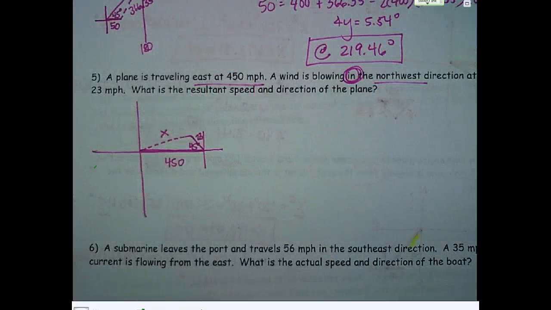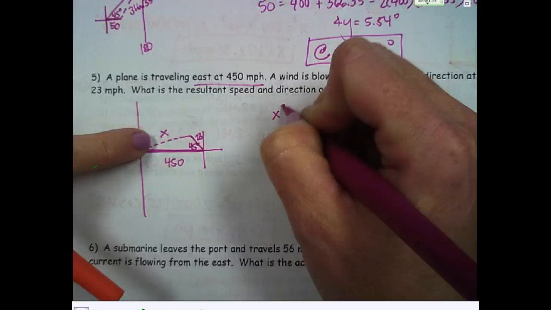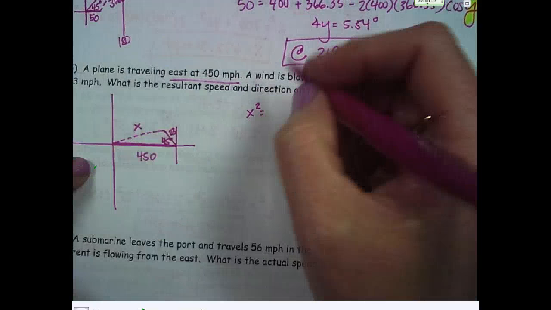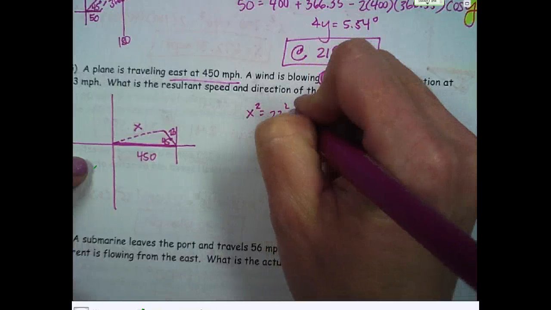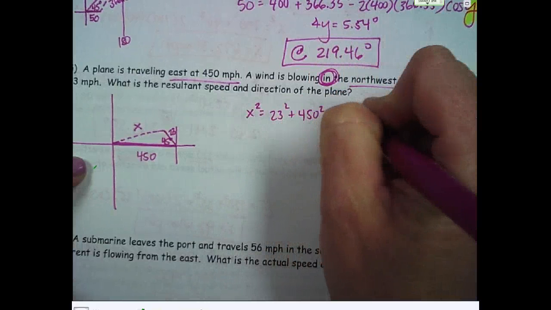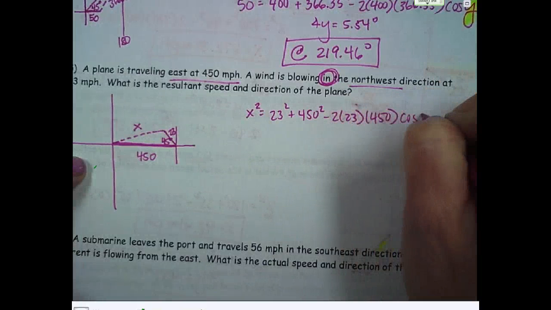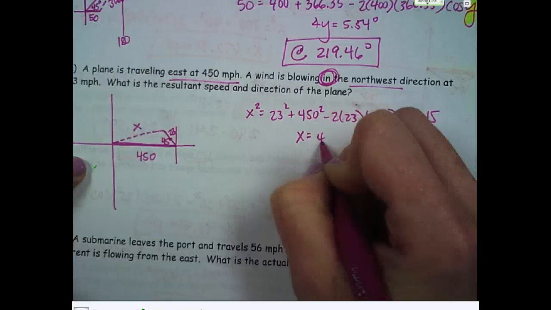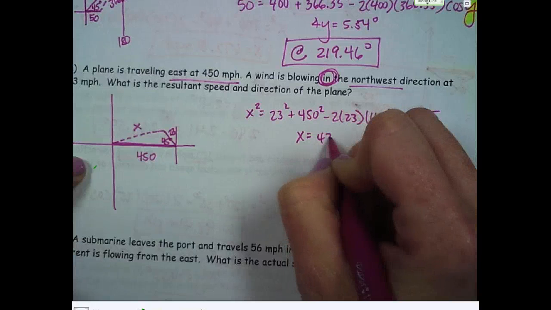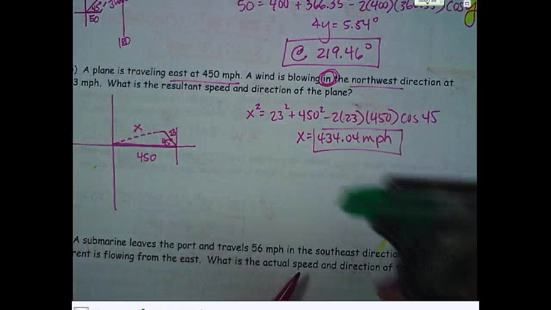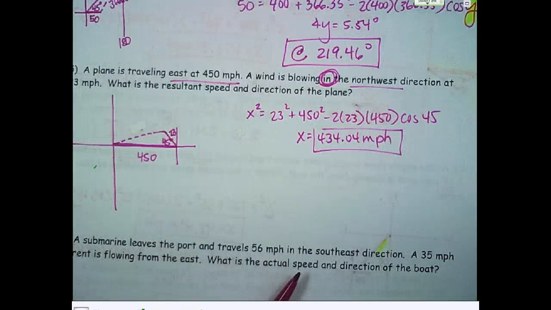Okay, and then again, we're going to do log cosine and find the speed. I'm going to kind of go fast for this part. So you always start with the side across from the angle. So you're going to use the 45. So 23 plus 450, and then cosine of 45. When you do the math, your side ends up being 434.04 miles per hour. So that's your new speed. So you can erase the X and put your 434 in.